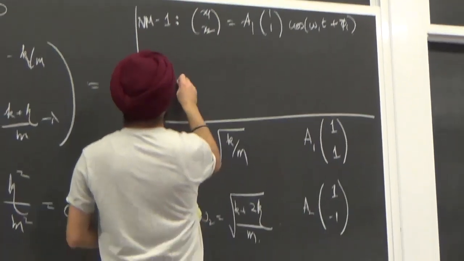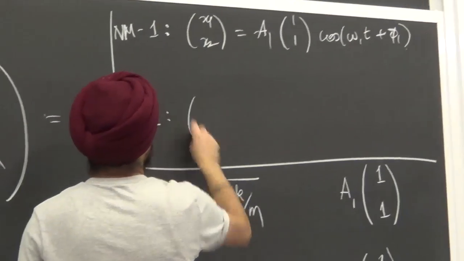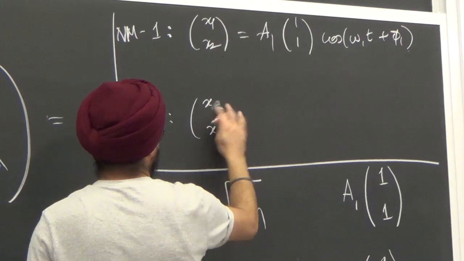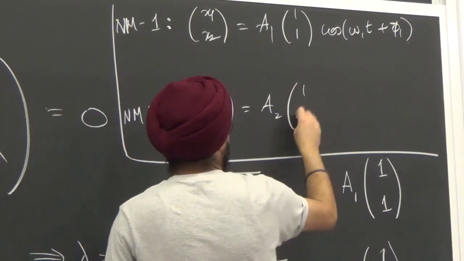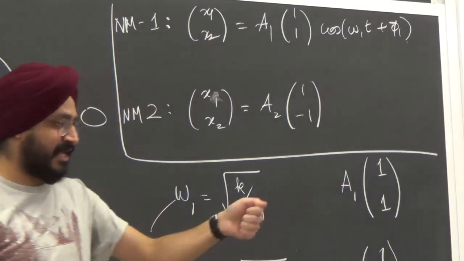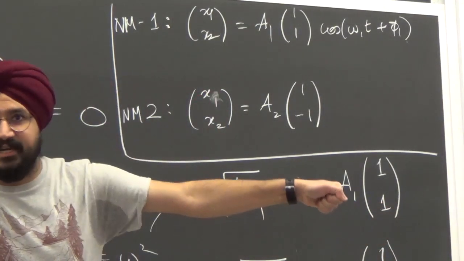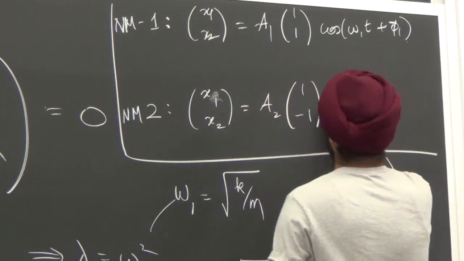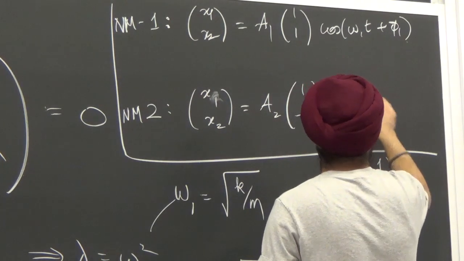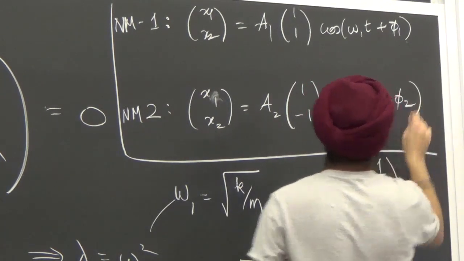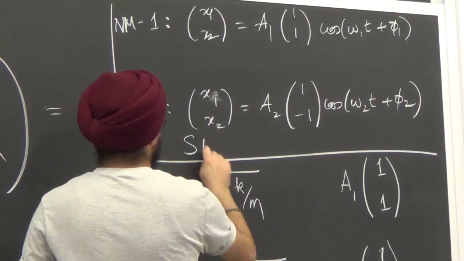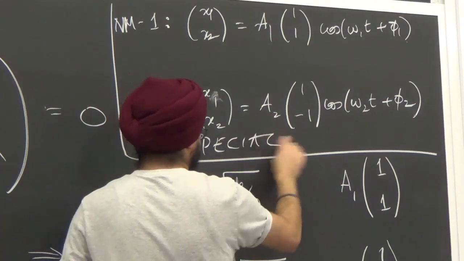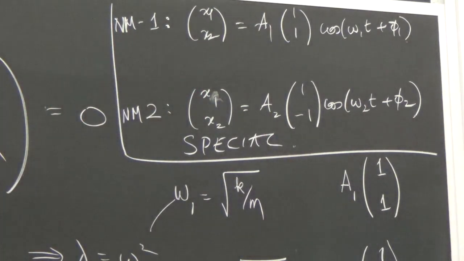Normal mode 2 is when x1 and x2 have some value a2, they're out of phase. So when x1 is at a, x2 is at minus a, a2, it's cosine omega 2t plus phi 2. Now these particular solutions are special, these are not generic. We found them, and these are the normal modes.